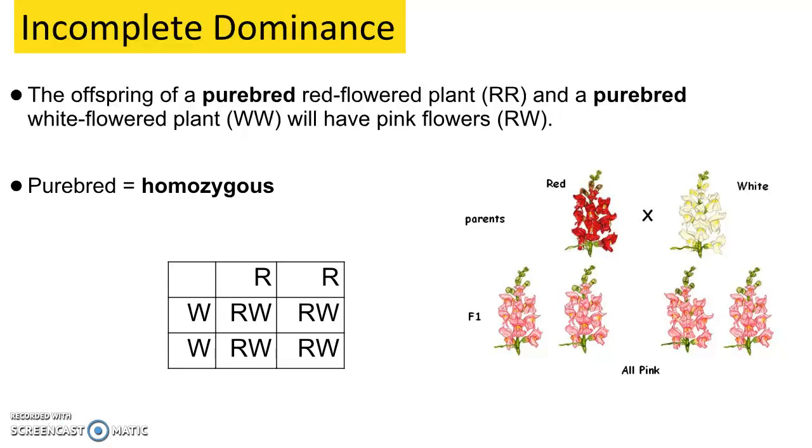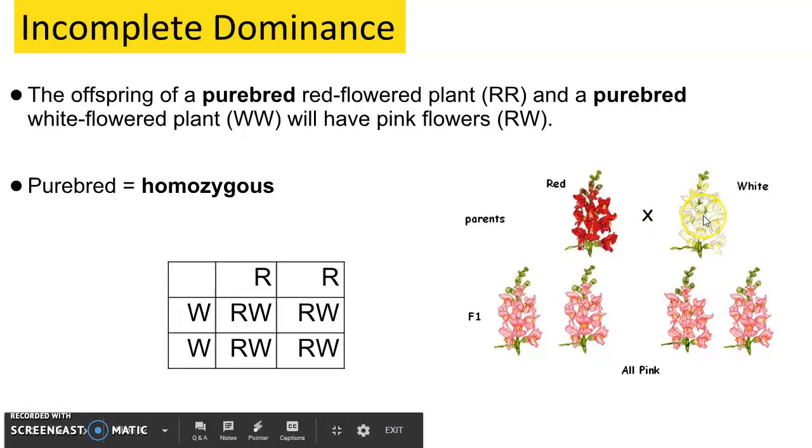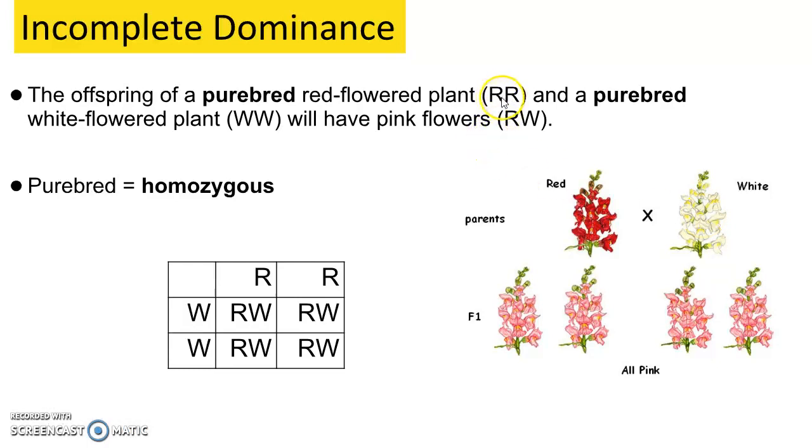So here's an example with our red flowered and white flowered parents. To have red flowers, you need to have 2 copies of the red allele, and to have white flowers, you need to have 2 copies of the white allele. We would call these parents purebred, which means they're homozygous. They each have 2 of the same allele.